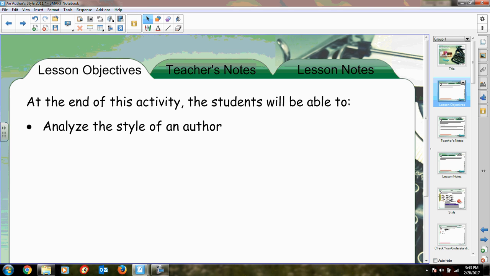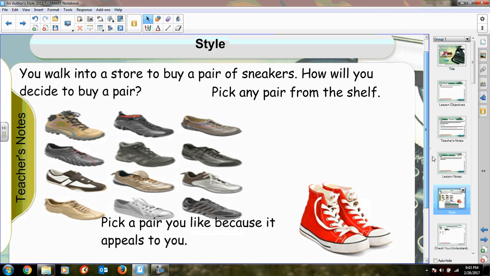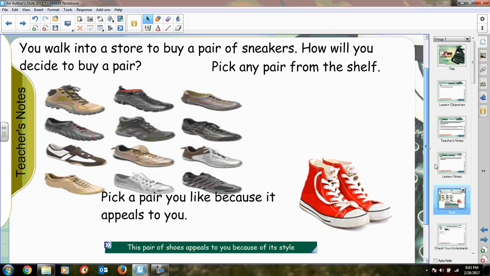Well, what's the best way to identify what style is? Style is like when you go to a store to buy a pair of tennis shoes or sneakers, if you want to call them that, and you pick a pair. And you pick a pair because it appeals to you because of its style. So some people might choose a more formal tennis shoe, whereas another one might be all about the Converse because they love the high-top look of it. Okay?